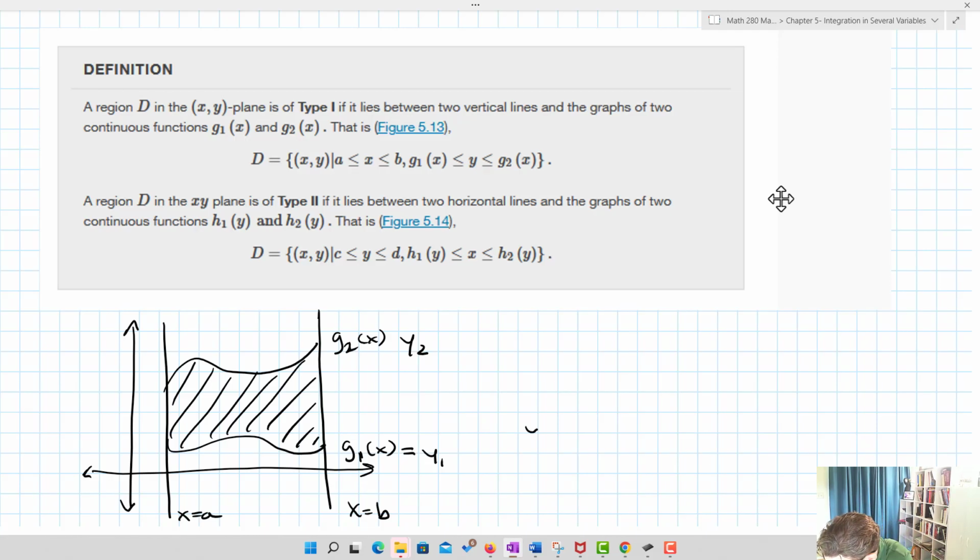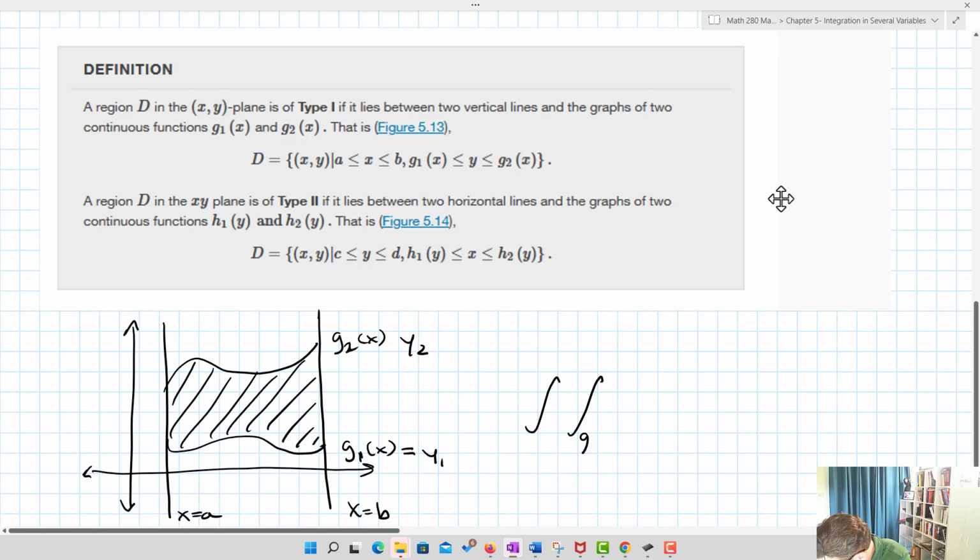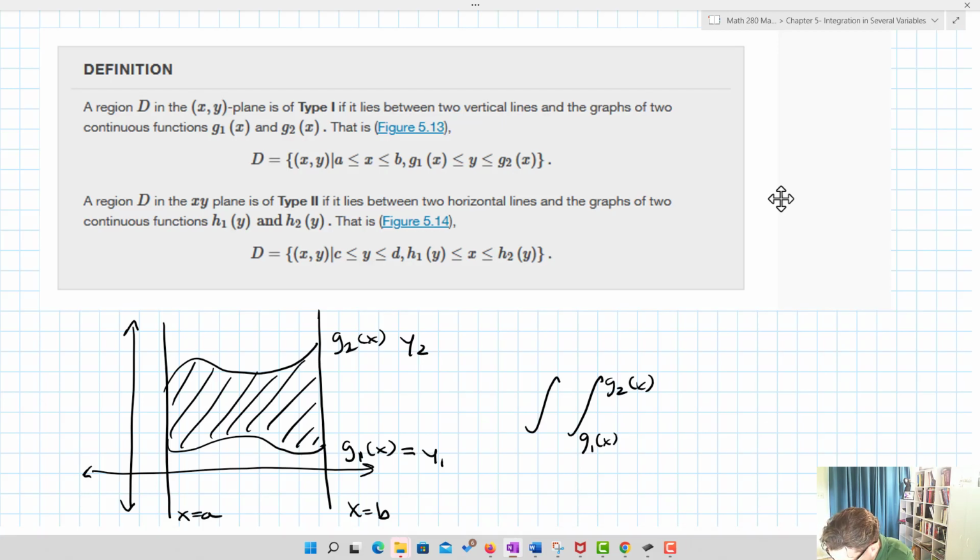Where this is going to end up becoming really important and very valuable for us is that when we set up our double integral, we're going to integrate from g1 of x to g2 of x, and then we'll go from x equals a to x equals b. And so this will be f of xy, whatever that function is, and then this will be dy dx, right? Remember that g2 of x and g1 of x are functions of x, and then x equals a and x equals b are going to be bounds for our x values, okay?